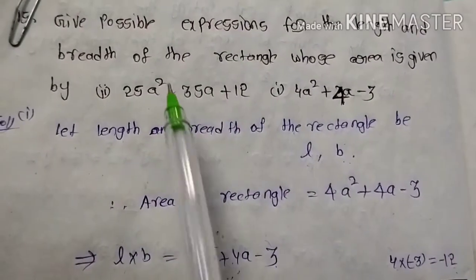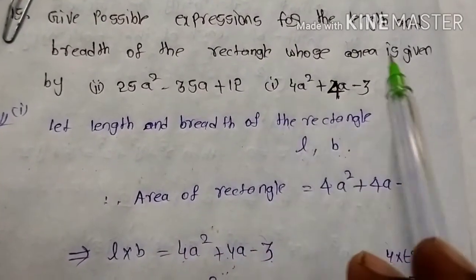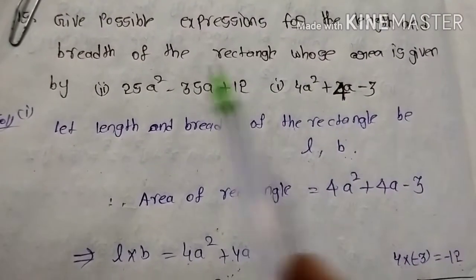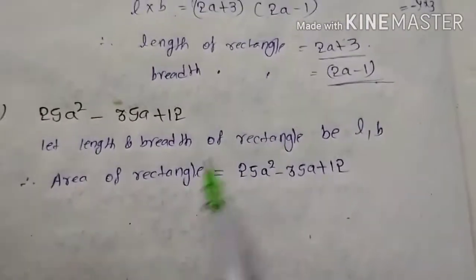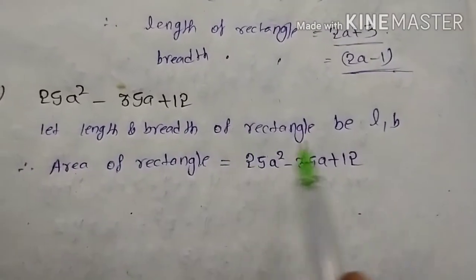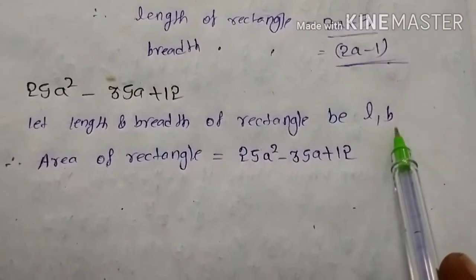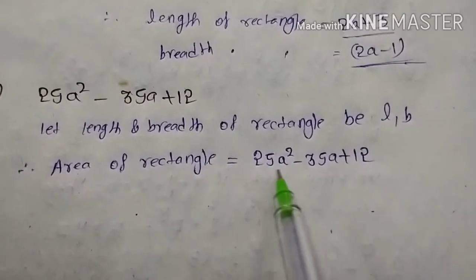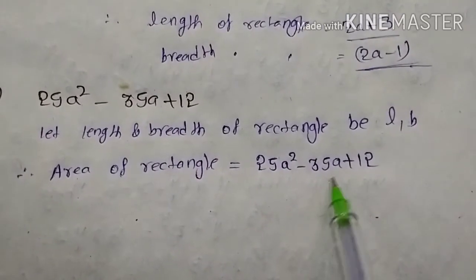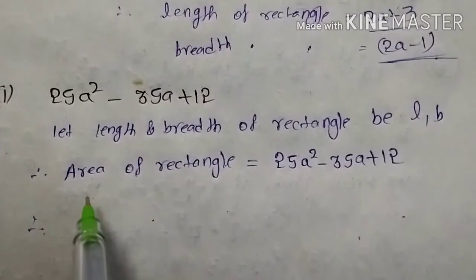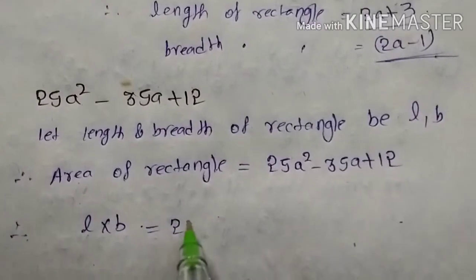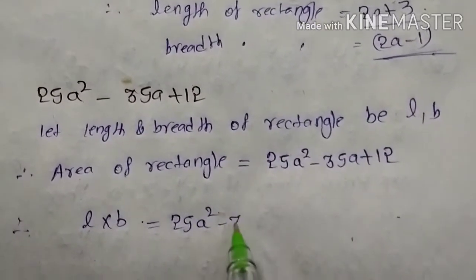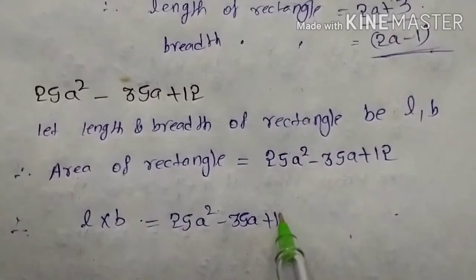Here you can see your second one, give possible expressions for the length and breadth of the rectangle whose area is given by 25a square minus 35a plus 12. Once again you can see here, first of all I am taking here length of the rectangle is L and breadth of the rectangle will be B only. You know that area of rectangle is equal 25a square minus 35a plus 12. That means area of the rectangle is equal to length into breadth or not? Yes, length into breadth is equal. You can see here 25a square minus 35a plus 12.